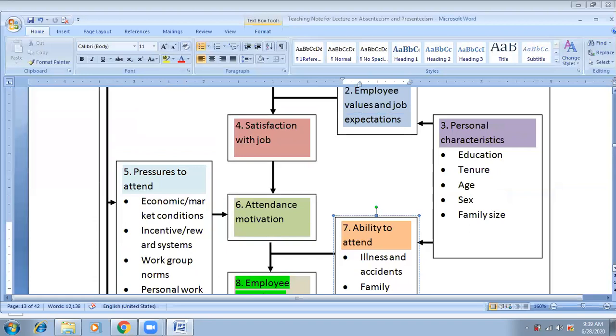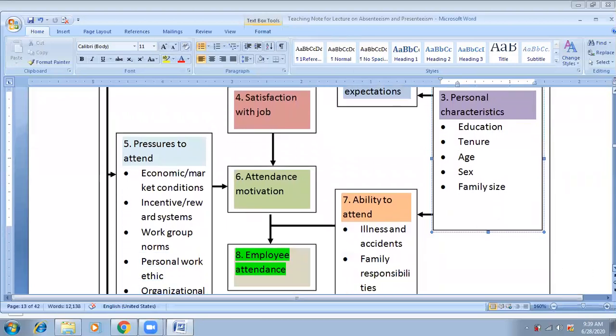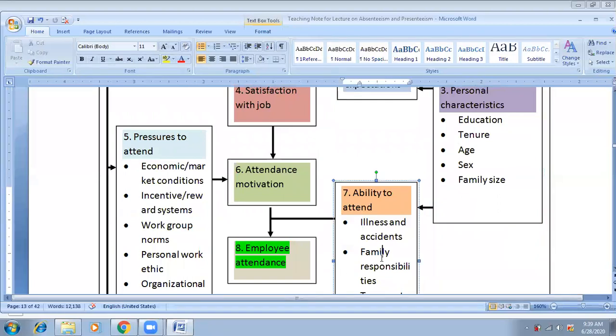Time is going. Also, personal characteristics, another variable, will influence both employee values and job expectations, and also ability to attend. For example, your age. Assume you are very young, then you are not married. Then, of course, you have no family responsibility. Assume at the moment you are not engaging in any education. Then, yes, ability to attend becomes higher. Okay?